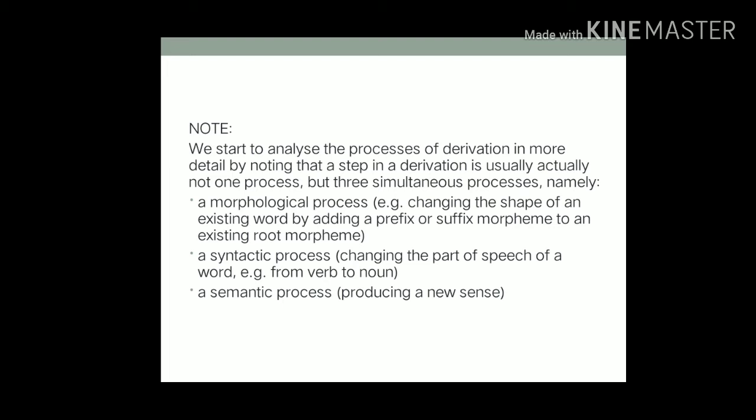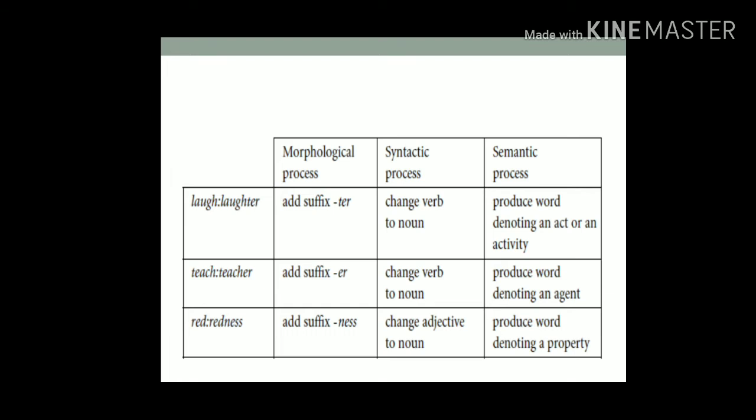Okay, let's see the table below. As you can see from the explanation above, it can be drawn like this. For example, love becomes lover, adding the suffix er, and that is the morphological process. You can see the syntactic process, the change from verb to noun. And the semantic process itself produces a word denoting an act or an activity. Also, you can see in the two words below, teach becomes teacher, and red becomes redness.